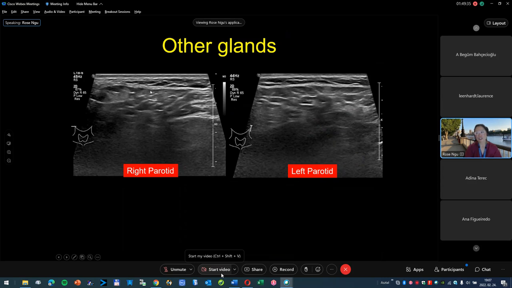This is the same patient that you have with a big massive stone on both sides of the gland. Always look at the other gland, as I said, and here you have heterogeneous changes on both of the parotid glands, and yet they have no stone. So, listen on and we'll find out why.